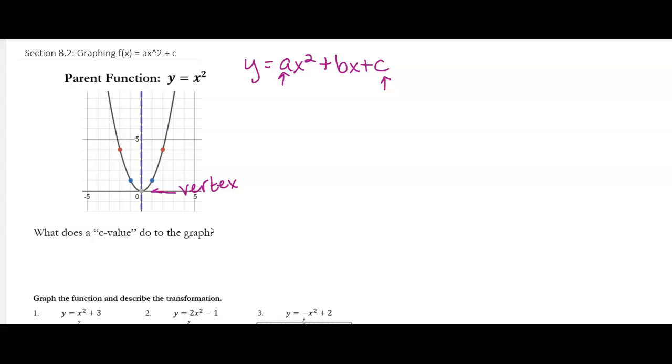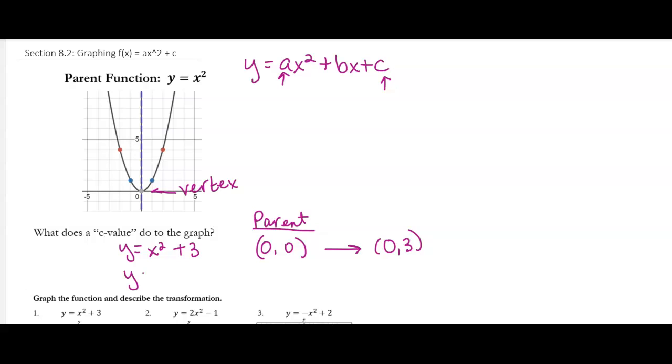So if you have y equals x squared plus 3, it's going to take all your values and add 3 to the y. So it's going to shift it up to (0, 3). The parent was at (0, 0), but now the new function is going to be at (0, 3).